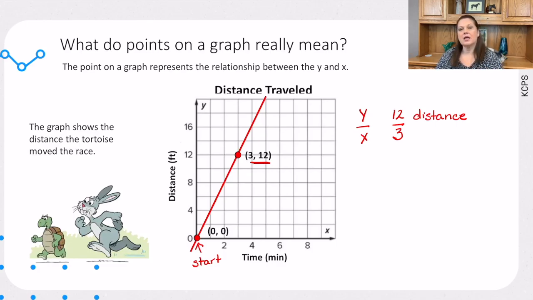Now, you don't want to say distance per time. You really want to use the units that they're talking about. My distance in units is going to be feet, and my time is going to be minutes. So when I say 12, I'm going to use the label feet, and when I say 3, I'm going to use the label minutes. Remember that fraction bar means per, so I'm going to say 12 feet per 3 minutes.